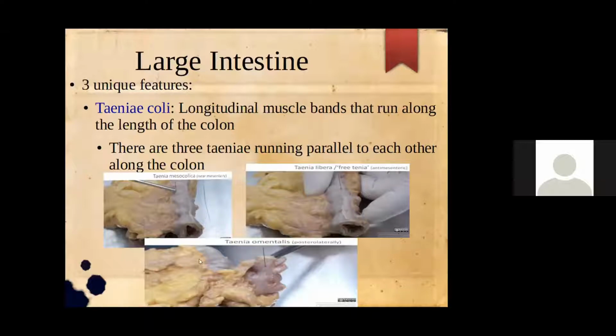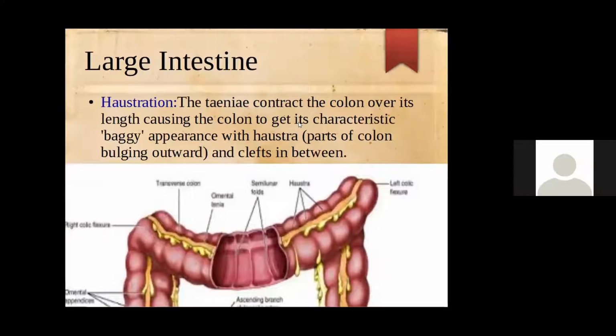The third type of tinea we call tinea omentalis of the colon. You see, we have 3 types of tinea, and the tinea comes from the longitudinal muscle bands. The second feature of the large intestine is the presence of haustrations. What is the meaning of haustration?